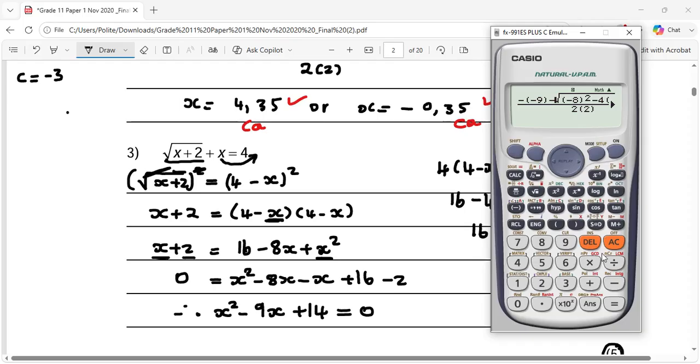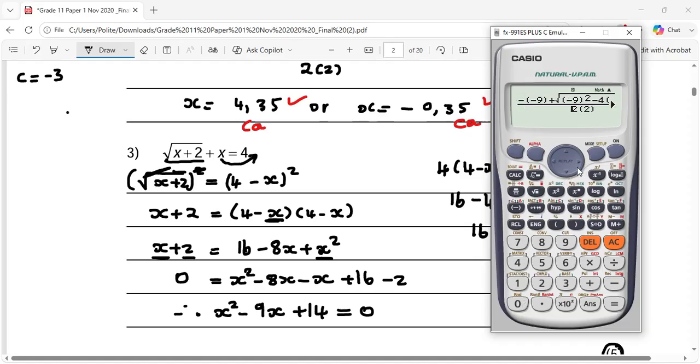Look at what I'm going to do on my calculator. See, it's minus b, I'm using the quadratic formula. Where there's b, I put the value of b, and where there's a, I put the value of a. So the value of b is minus 9 in this case, and the value of a is 1, so I'm just going to substitute that as 1, and the value of c is positive 14.